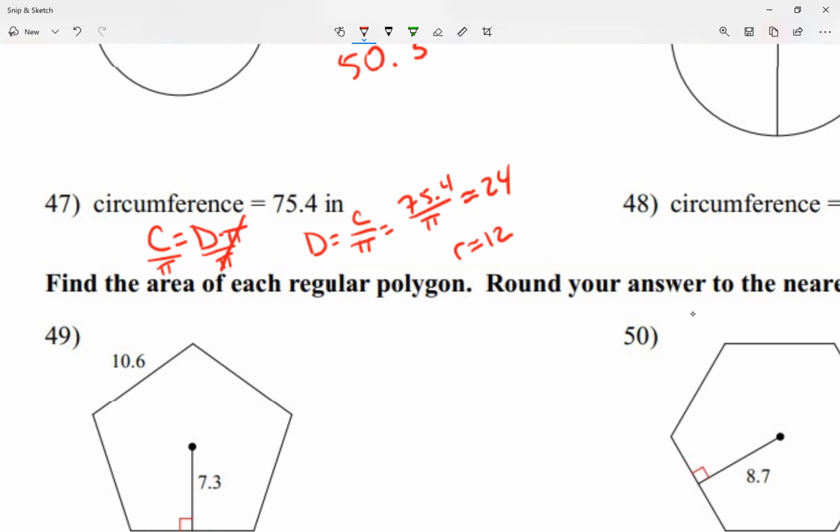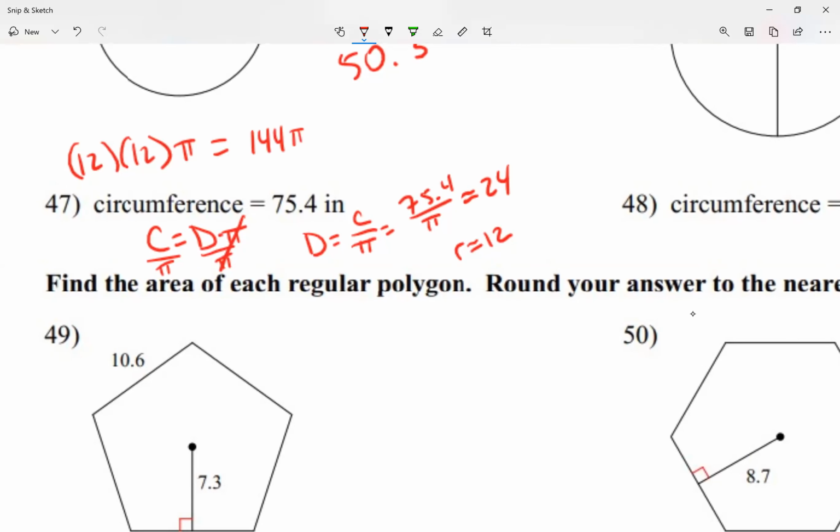So if I'm asked for the area, I'm going to go 12 times 12 times pi. If I'm asked, leave pi as a pi, I get 144 pi. But now if I'm asked to round, if I'm not asked to leave pi as a pi, then I'm just going to type this in as 144 times pi, and it will be 452.4. I rounded this to 1 decimal place. All right, so let's take a look again.